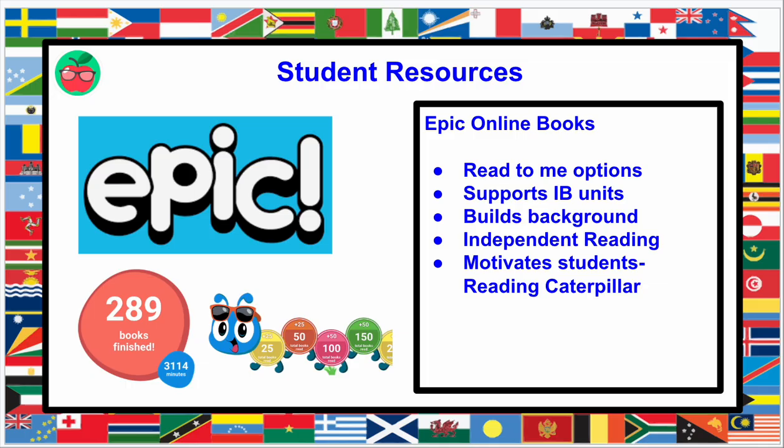The last thing that I really like is it has something called a reading caterpillar, which here's a picture of what it looks like. When students read a certain number of books, for example, once our class reads 25 books, then we earn a badge. And then it goes up, 50 books to 100, 150. And the caterpillar can continue to grow as students read books.